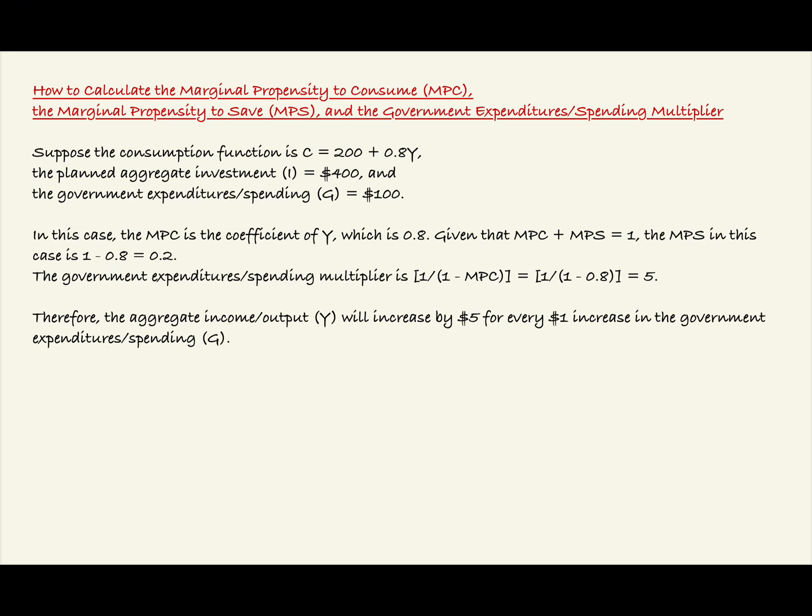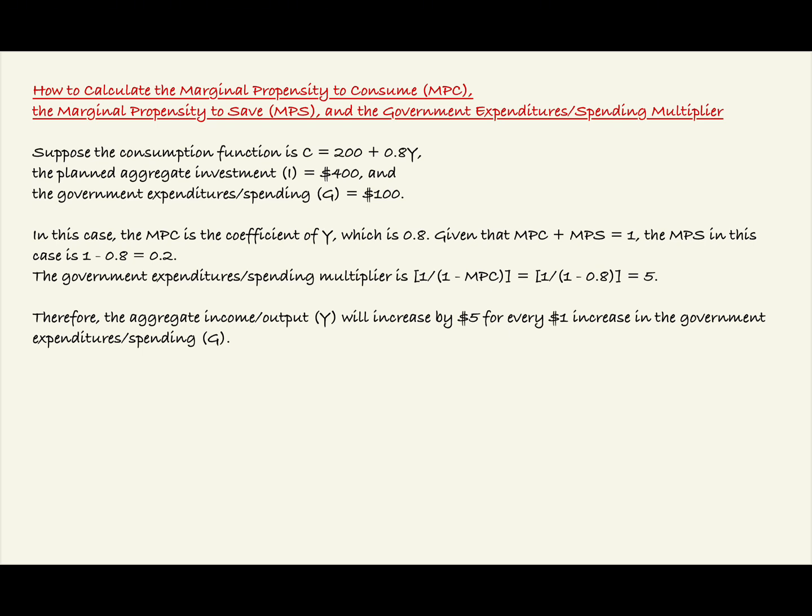In this case, the MPC, or marginal propensity to consume, is the coefficient of y, which is 0.8. Given that MPC plus MPS equals 1, the MPS in this case, or marginal propensity to save, is 1 minus 0.8, which equals 0.2. The government expenditures, or spending multiplier, is 1 over 1 minus MPC.